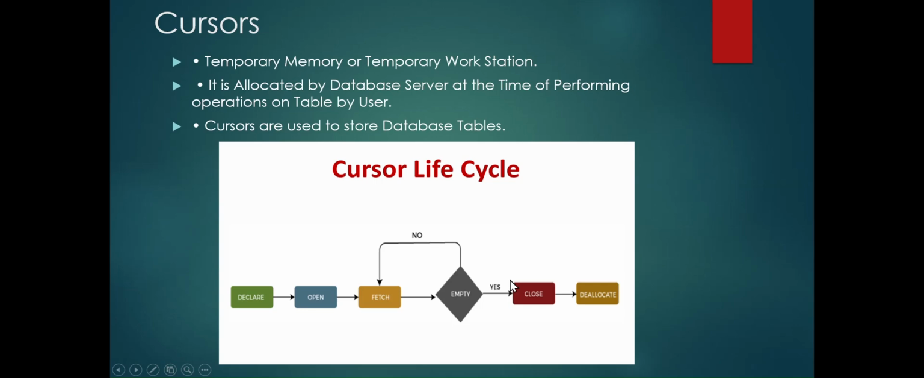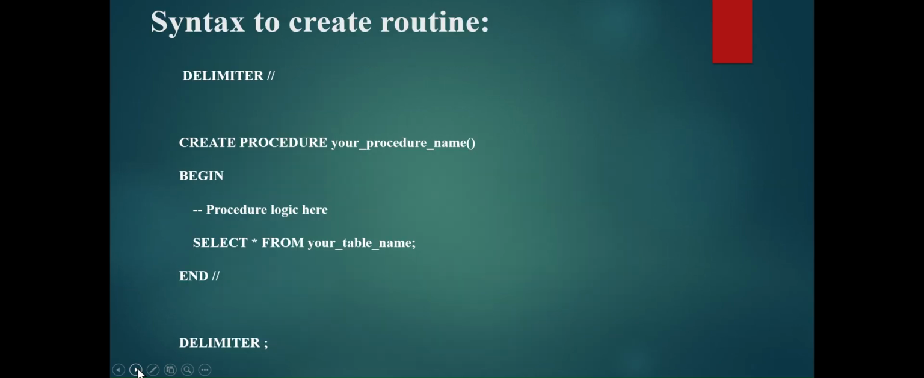Once all necessary rows have been fetched and processed, at last the cursor is deallocated using the deallocate statement, which removes the cursor definition. This is the life cycle of a cursor.